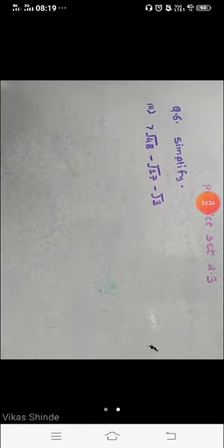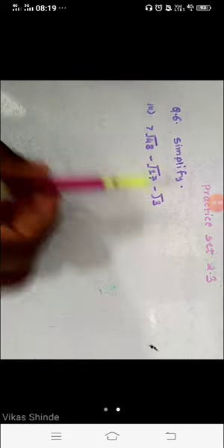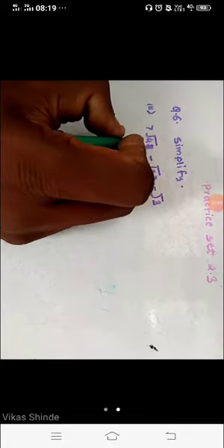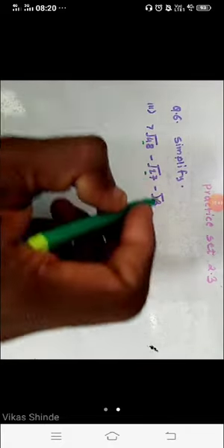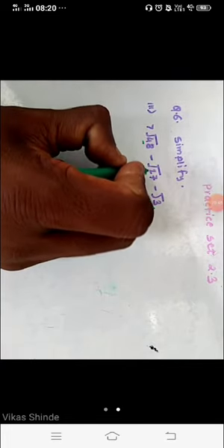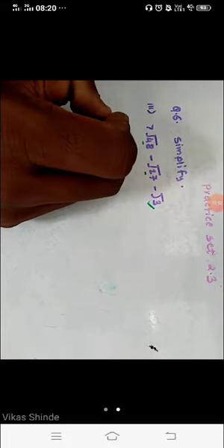Okay, student, now look here, the third question. Here is 7 under root of 48 minus under root of 27 minus under root of 3. So we have to find the factors for this number and this one also. Here is under root of 3, so we have to divide this number by 3. If you divide this number by 3, we have to write 7.